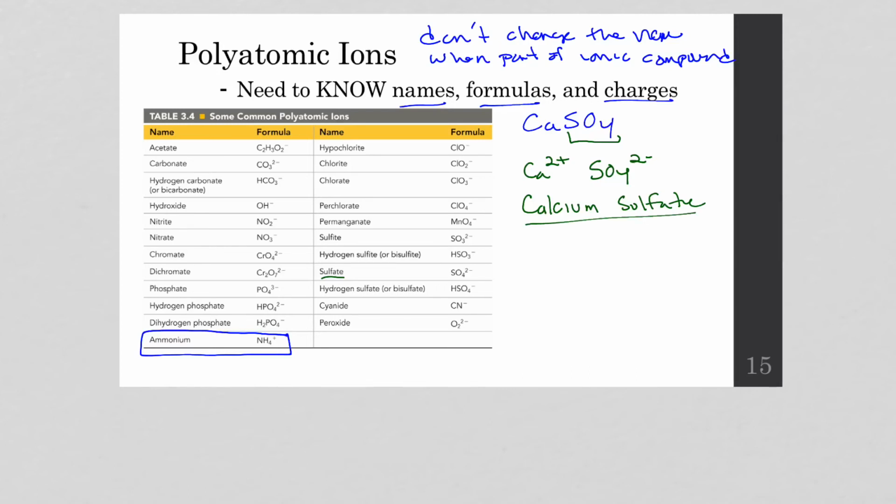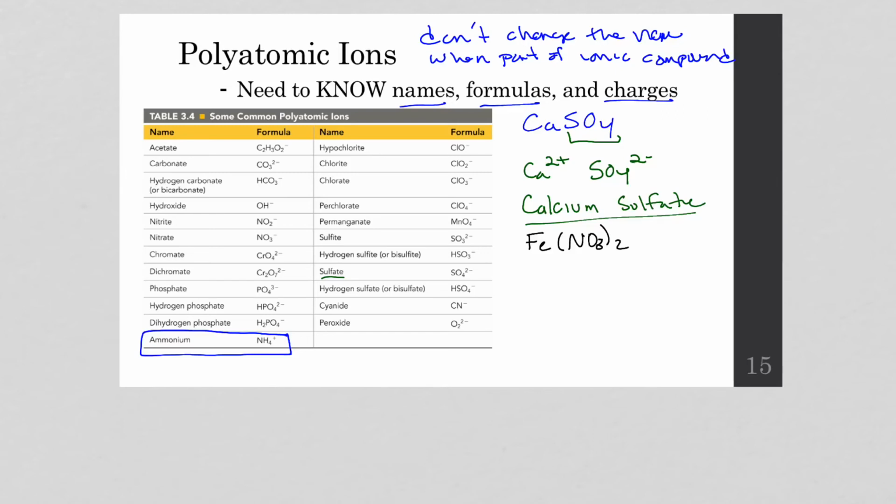So let's try another one. Let's do Fe(NO3)2. So this one becomes a little bit trickier in the sense that if we look at the metal, it's a transition metal, right? So we don't immediately know the charge. So we really do here have to know the charge on my negative ion, in this case the polyatomic ion here, in order to finish this compound.